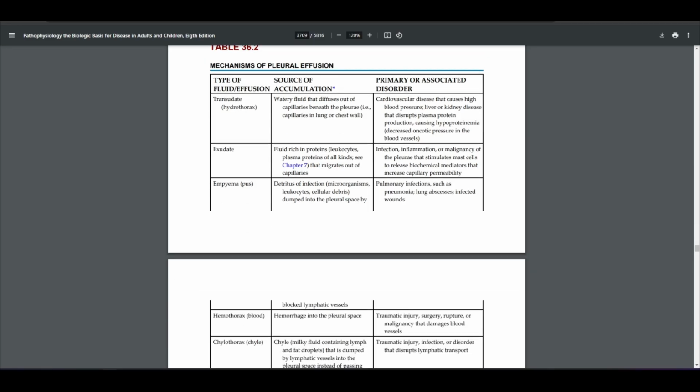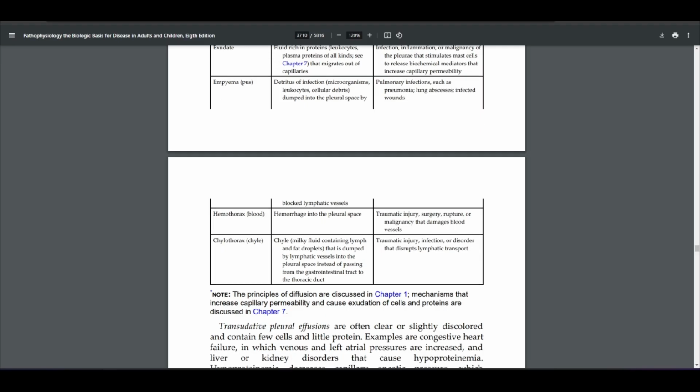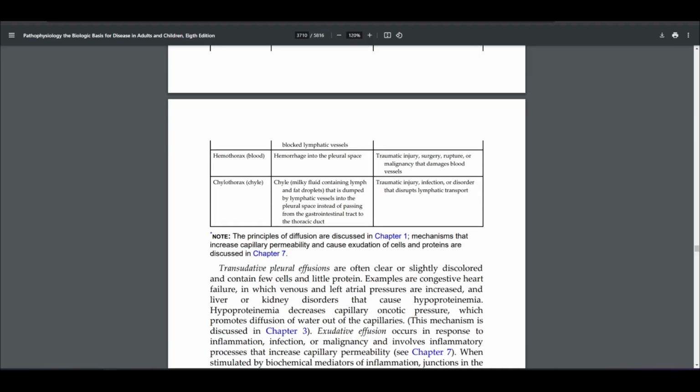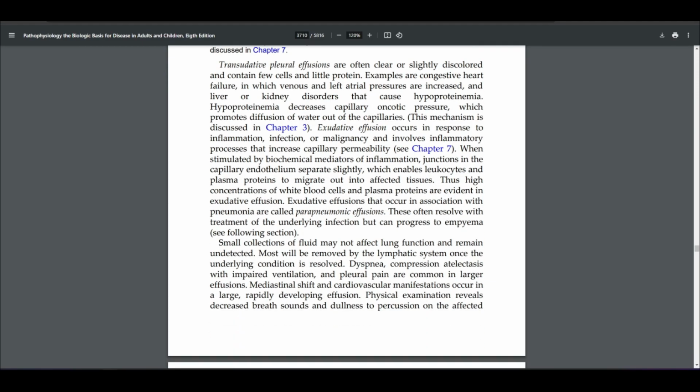So your transudative is a watery fluid, exudative is fluid enriched with proteins and leukocytes, your empyema, your pus, is detritus of infectious microorganisms, your hemothorax or blood is your hemorrhage into the pleural space, and your chylothorax is chyle, that milky fluid containing lymph and fat droplets. Your transudative pleural effusions are often clear or slightly discolored and contain few cells and little protein.